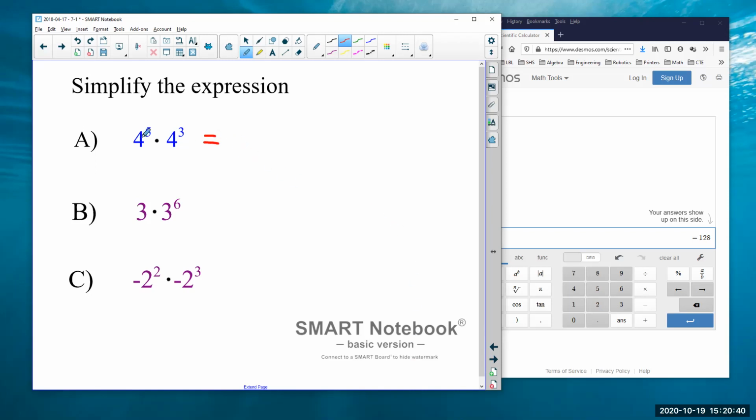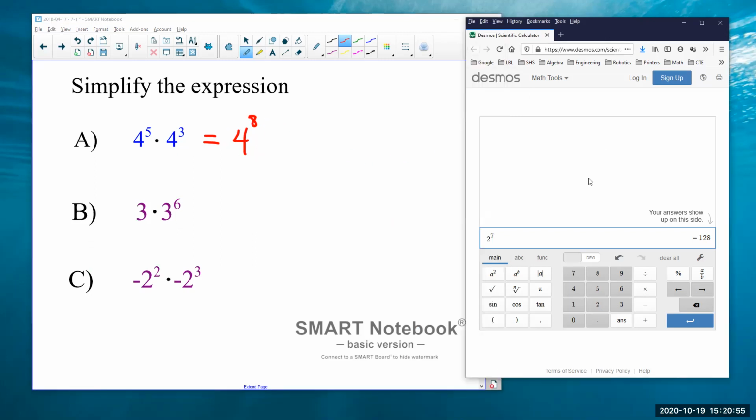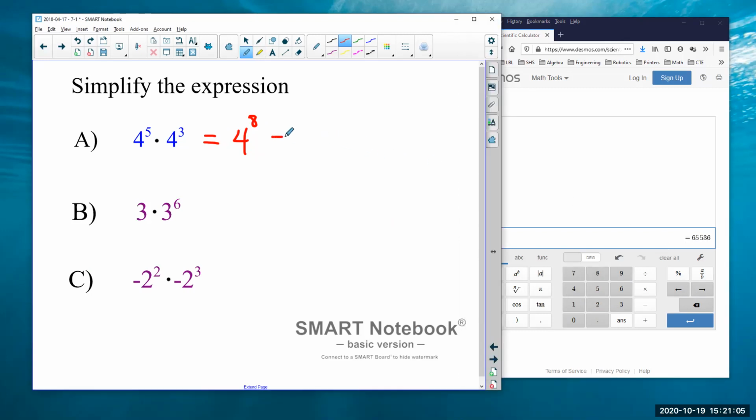Okay, so if I do 4 to the 5th times 4 to the 3rd, they have the same base, so I'll add the exponents. So this is going to be 4 to the 5 plus 3 power. 5 plus 3 is 8. That's going to be 4 to the 8th power. Now, I'm not going to try and multiply all that out, so I'm just going to use a calculator. I'm going to say 4 to the 8th power, and it's going to tell me that's 65,536.